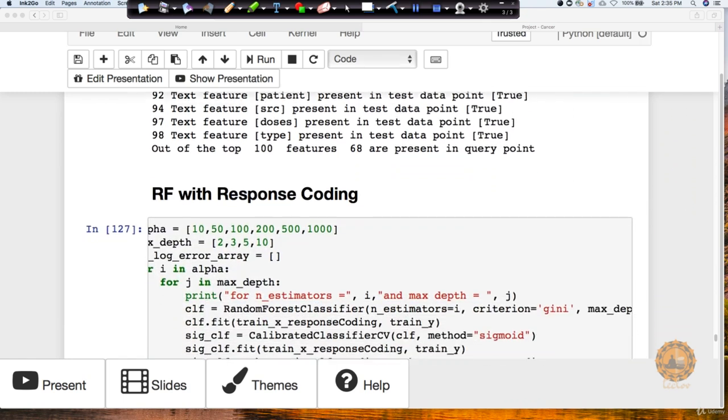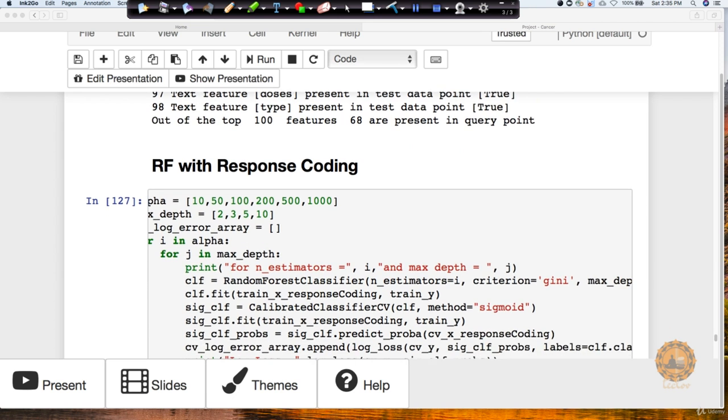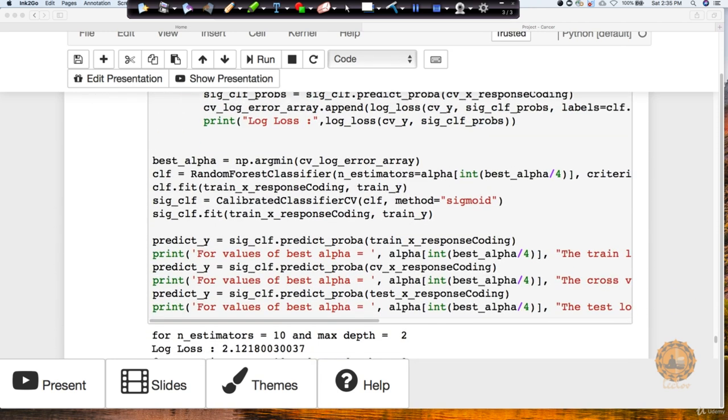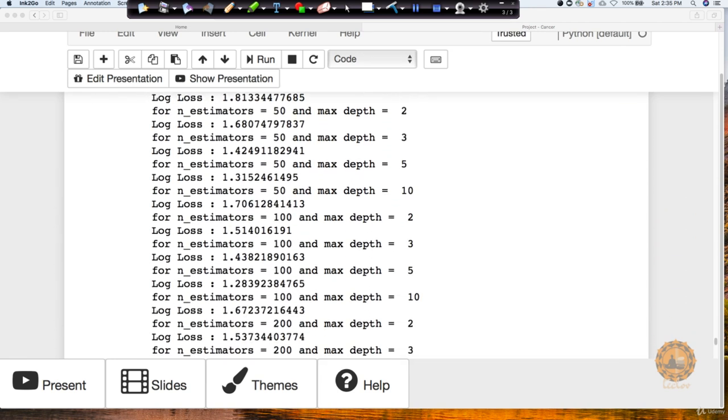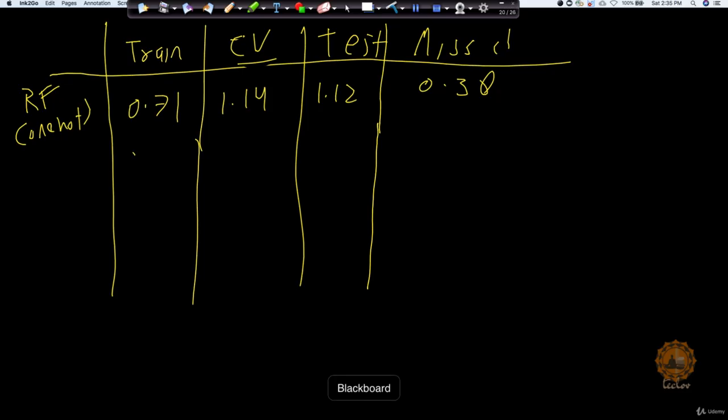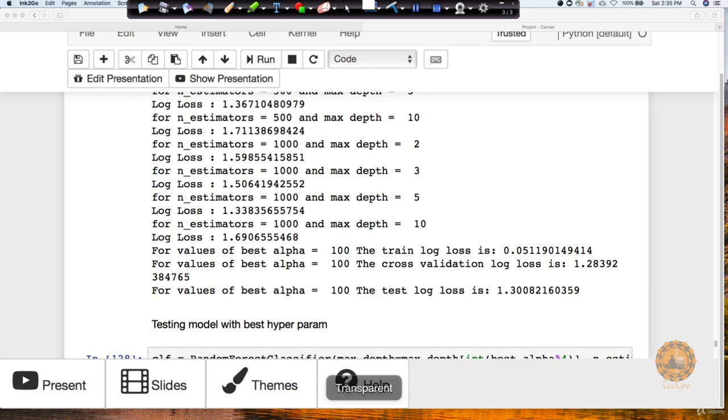Now what we're gonna do, we're gonna follow the same random forest, but this time with response coding, and let's see what results come out. Again we're gonna get the hyperparameters. Once we have the hyperparameters, we will get the log loss and all that. So let's put it. So train loss is coming as 0.05. So let's put 0.05. This is random forest for response encoding. This is quite low, right? So let's go back and see what the further result is.